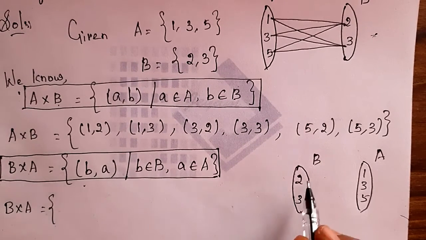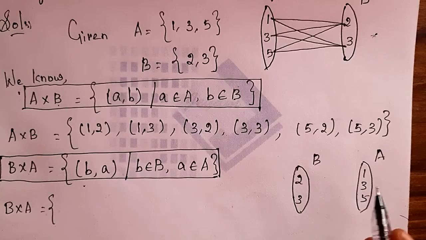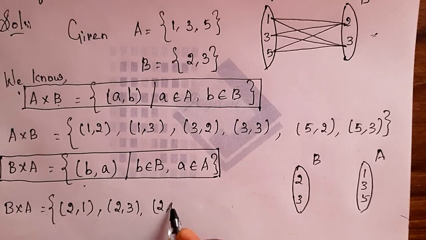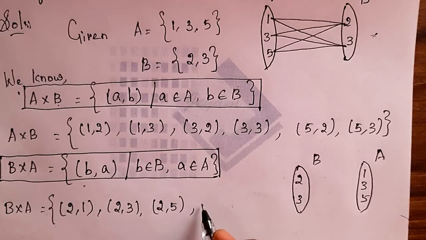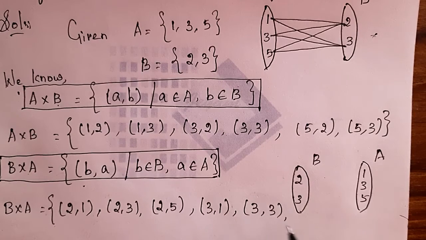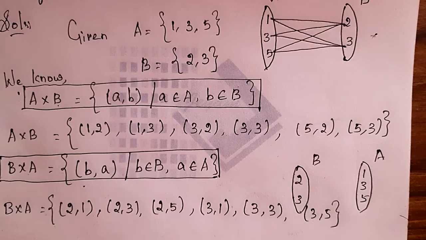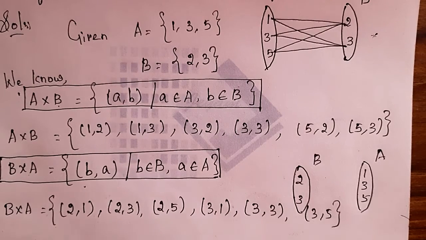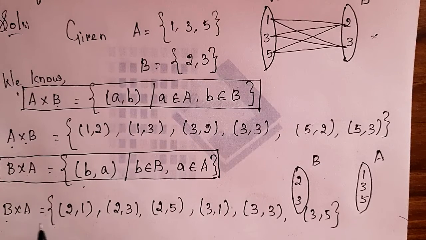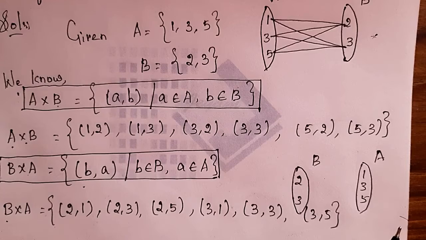Tell me now. Just try with me, okay? Pairs: 2, 1, 2, 3, 2, 5, then 3, 1, 3, 3, then 3, 5. Okay, that's all. So now we found out A cross B and B cross A. Okay. Next question.